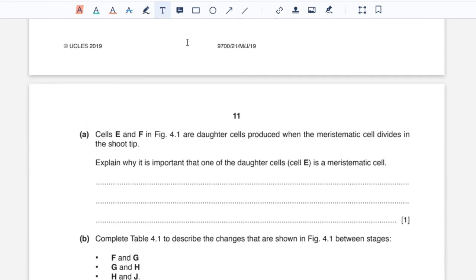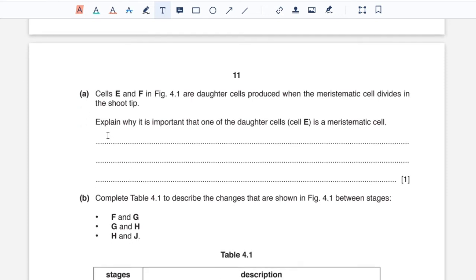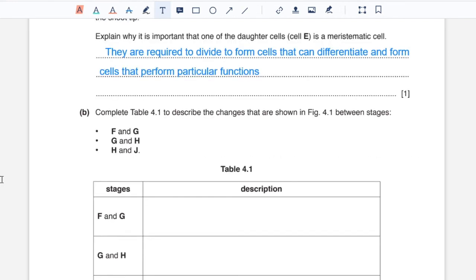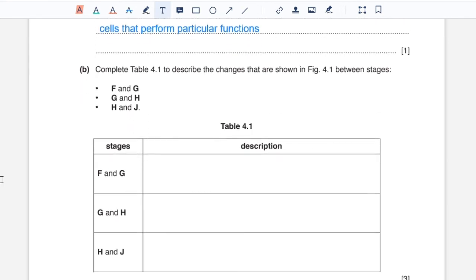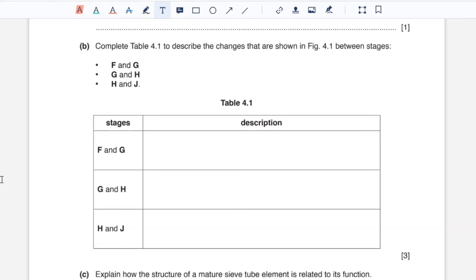A. Cells E and F in figure 4.1 are daughter cells produced when the meristematic cell divides in the shoot tip. Explain why it is important that one of the daughter cells, or cell E in this case, is a meristematic cell. Once again, you're supposed to describe the importance of these cells, and we need meristematic cells so that they are able to divide and form cells that can differentiate into particular cells. Complete table 4.1 to describe the changes that are shown in figure 4.1 between the stages F and G, G and H, and H and J.